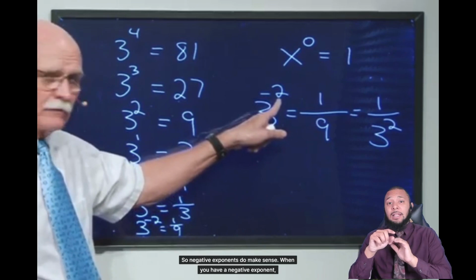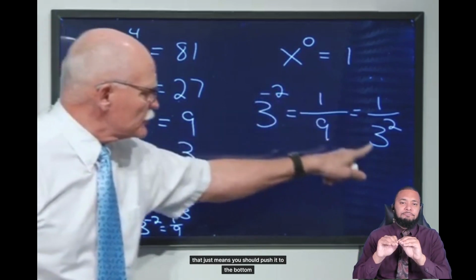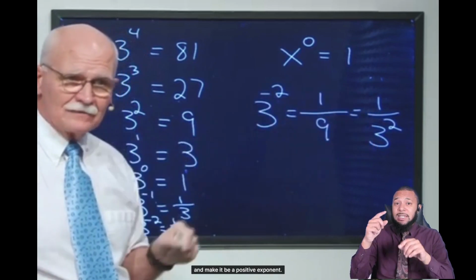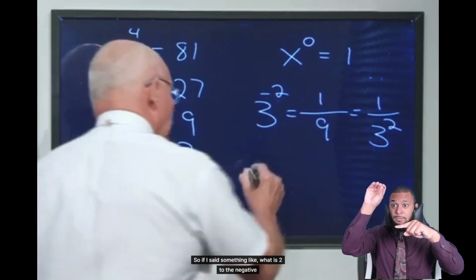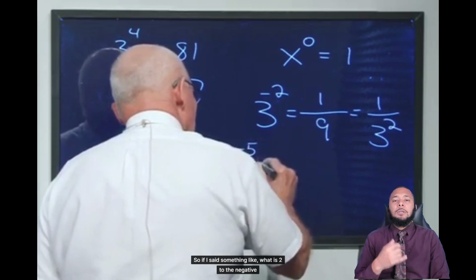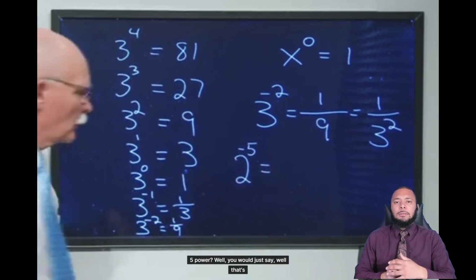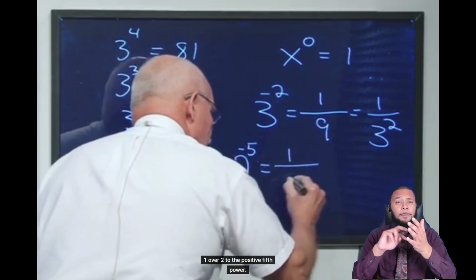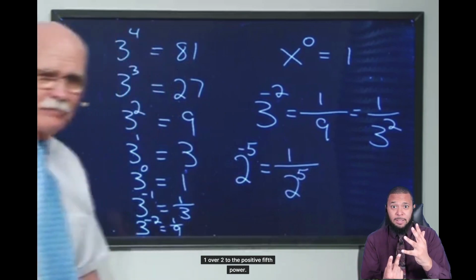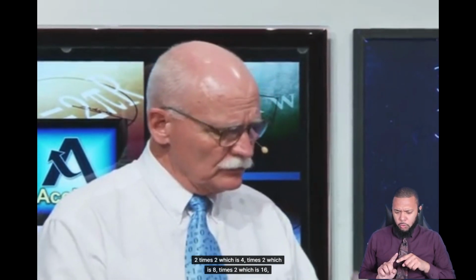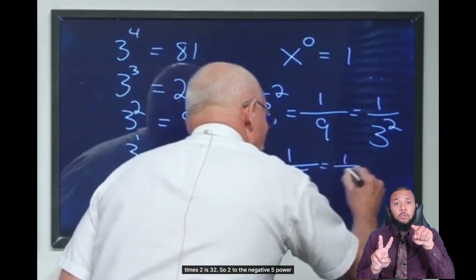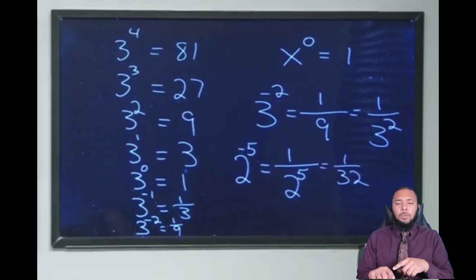When you have a negative exponent, that just means you should push it to the bottom and make it be a positive exponent. So if I said something like, what is 2 to the negative 5th power? Well, you would just say, well, that's 1 over 2 to the positive 5th power. Okay? Just push it to the denominator and it'll become a positive exponent. Now 2 to the 5th is 2 times 2, which is 4, times 2, which is 8, times 2, which is 16, times 2 is 32. So 2 to the negative 5 power is actually 1/32.